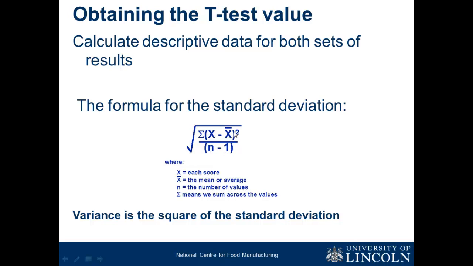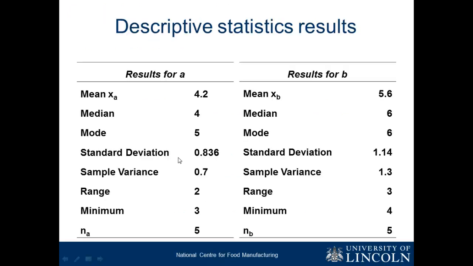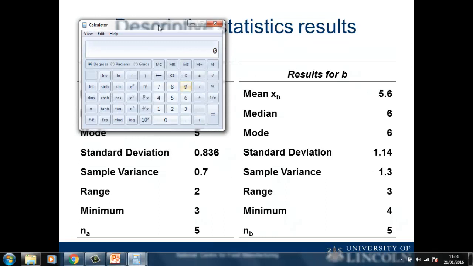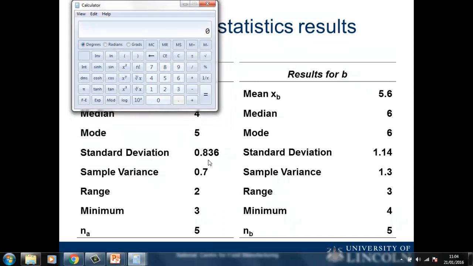You divide the sum you have on top by the denominator. You have the number here, and then you find the square root. You have your standard deviation, and your sample variance is going to be the square of your standard deviation. Remember I told you earlier. The standard deviation is 0.836. If you square that, you have your sample variance, which is going to be 0.698. So approximately that is 0.7.